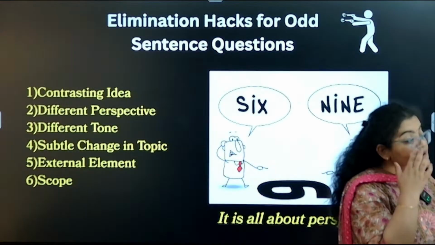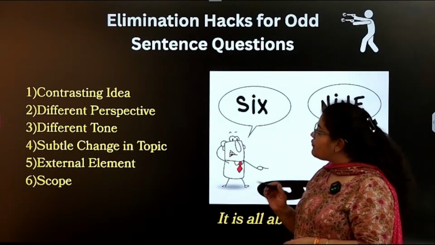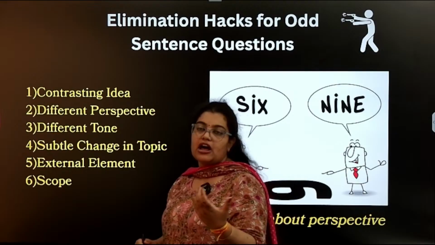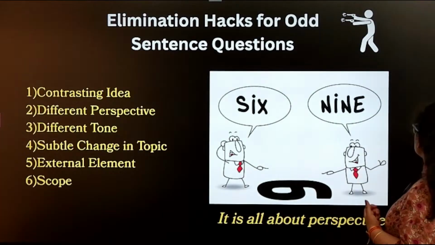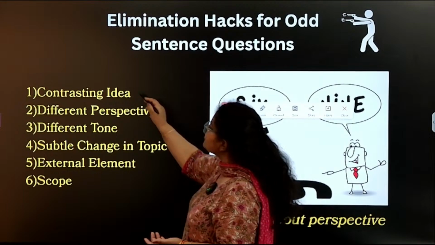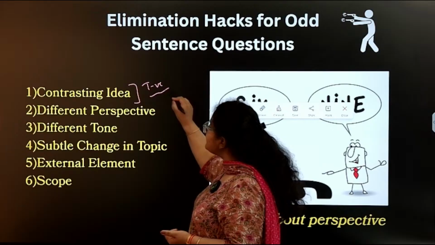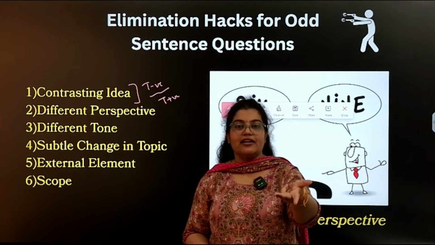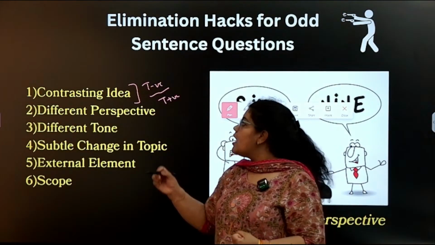Let's look at some of the elimination hacks for your odd sentence questions, okay? The one elimination hack, I mean, how can you figure out that something is the odd one out, is the contrasting idea. Sometimes the majority of the sentences are talking about terrorism in a negative manner, whereas one sentence is talking about terrorism in a positive manner. So that's a contrasting idea, no? So the questions that we're going to practice in a couple of minutes, right?